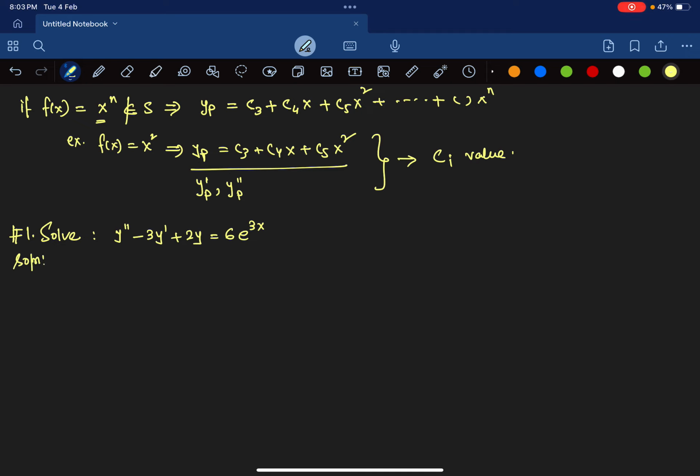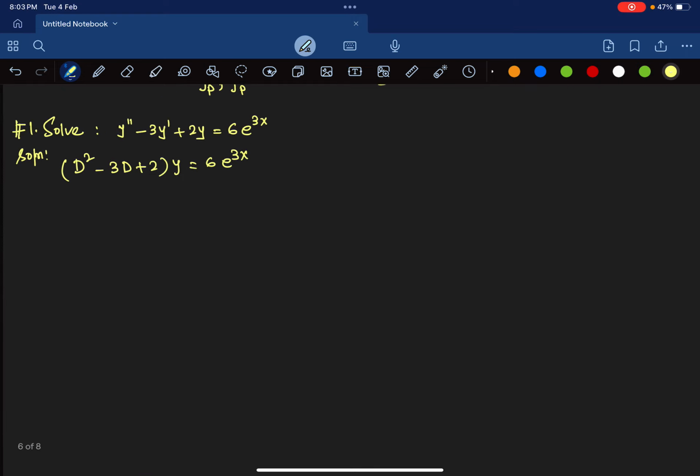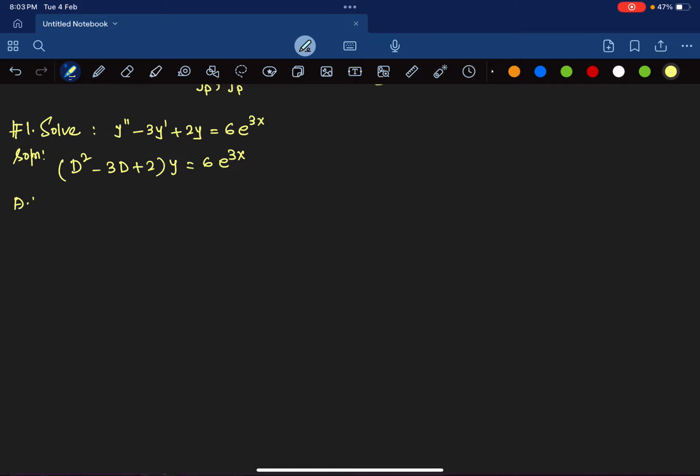So, solution. First write down in the operator form (D² − 3D + 2)y = 6e^(3x). Next step, write down the auxiliary equation m² − 3m + 2 = 0. Wherever you have D, immediately write m, and if you factorize this, you'll get (m − 1)(m − 2) = 0. So from here m is equal to 1 and 2.